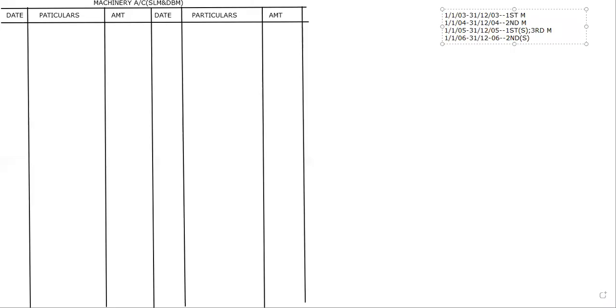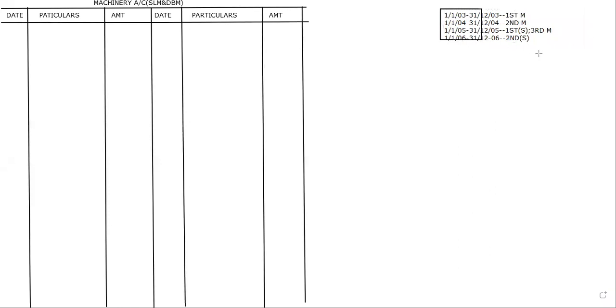Okay, fine. So here we went for what? On 1st January we purchased one machinery. Again in the second year we purchased the second machinery, that is in July, mid of the year. Again in the third year we sold the first machinery and we purchased the third machinery. And in the fourth year we have sold even the second machinery. So this is what my table actually shows.